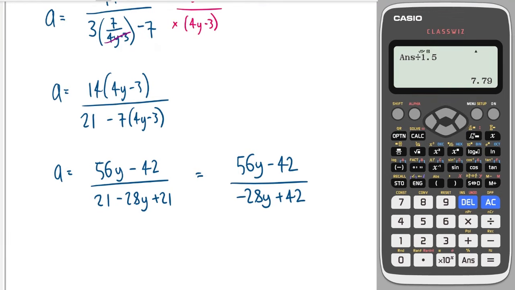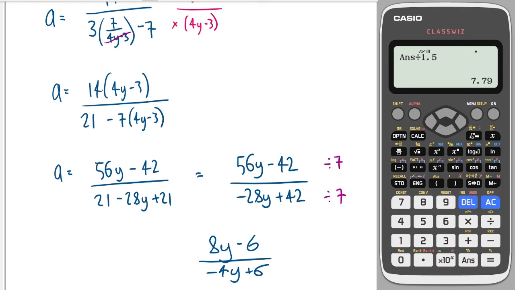But very sneakily, we can simplify this because we may have spotted here that we have factors of 7 in each of these terms. So we're going to divide the top by 7 and the bottom by 7. And what is that going to give us? It's going to give us 8y minus 6 over minus 4y plus 6.